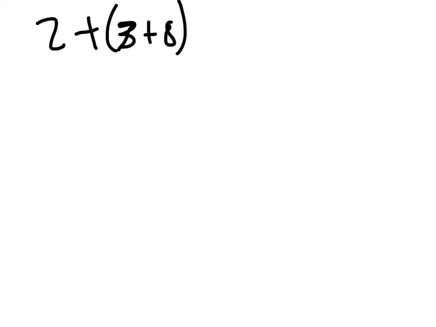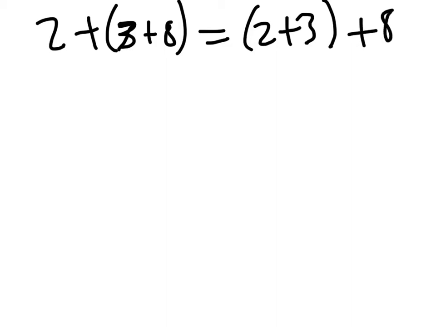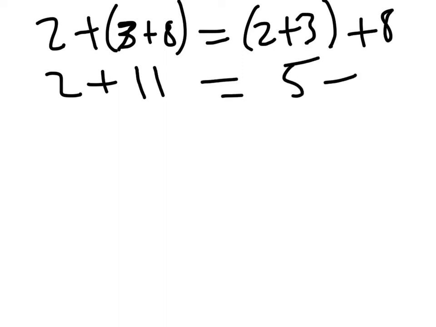I'm going to have to rewrite it again. So we have (2 plus 3) plus 8 equal to 2 plus (3 plus 8). As you can see here, 2 plus the parenthesis, 3 plus 8, will give us 11. And 2 plus 11 is 13. On the other side, 2 plus 3 is 5, and 5 plus 8 also is 13. So it does work with addition.